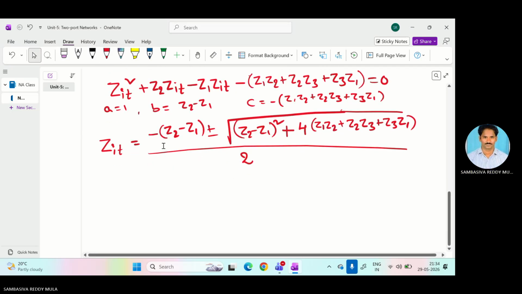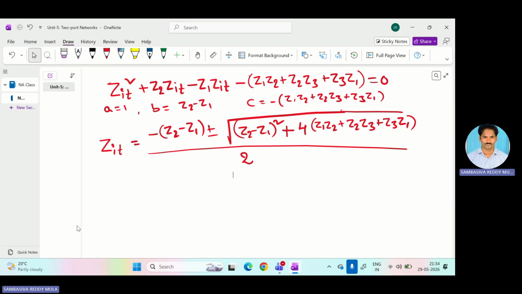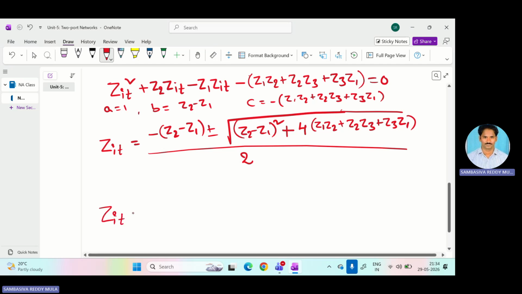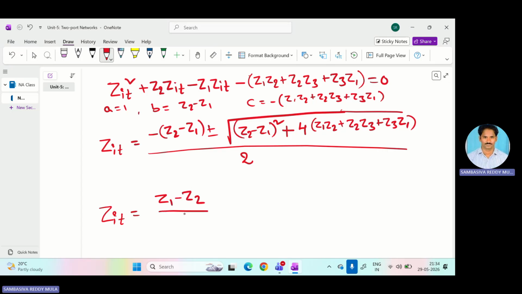So there are totally two roots. The iterative impedance cannot be negative. So we need to take the positive quantity. So now this ZIT is equal to Z1 minus Z2 divided by 2, I'm writing this minus inside the brackets. So Z1 minus Z2 divided by 2. I will take this as plus square root of Z1 minus Z2 by 2 whole square.